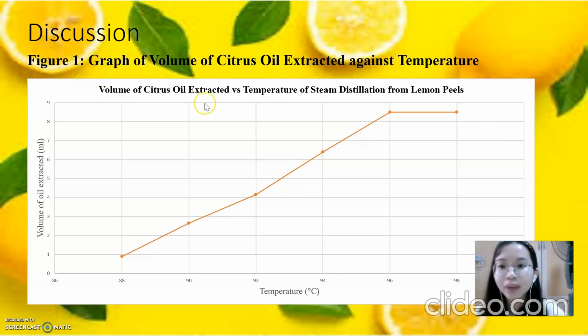So from the result we have plotted the graph. So this is shown in figure 1. This is a graph of volume of citrus oil against the temperature of steam distillation from lemon peel.